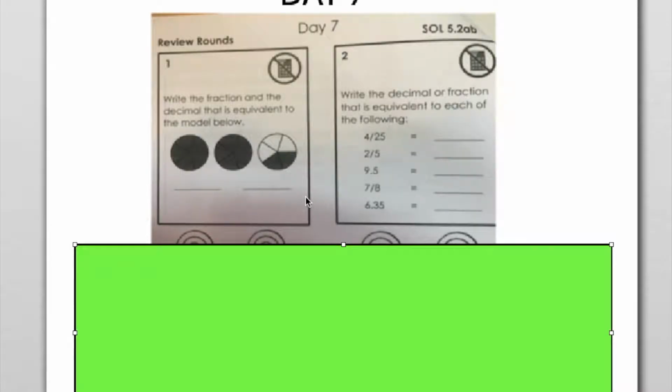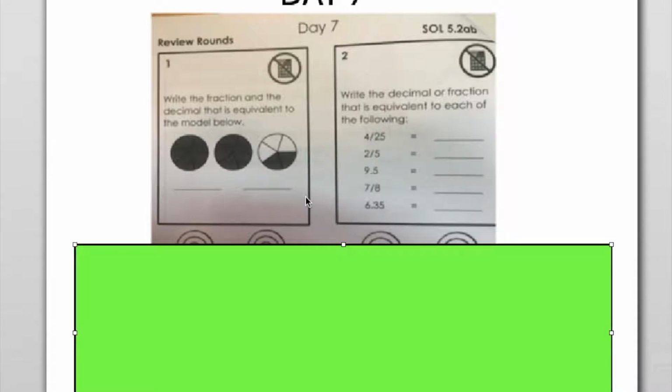Day 7. Question 1. Write the fraction and the decimal that is equivalent to the model below. So the model they show us is 3 circles. Each of these circles is broken into a certain amount of pieces. How many pieces are in each circle? You're right, there are 5 pieces. This means each circle is broken into fifths.